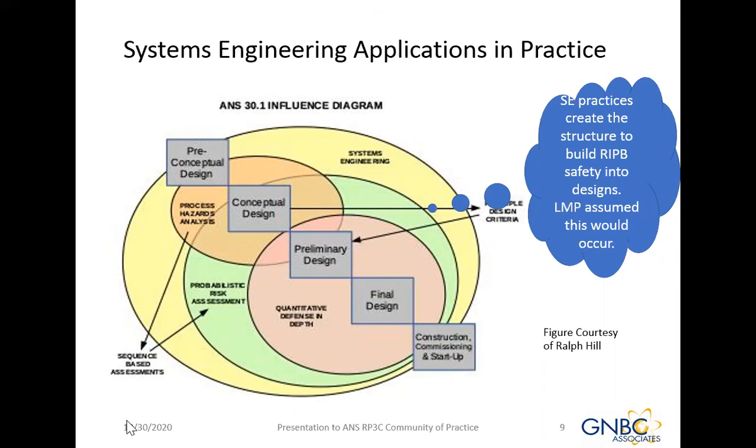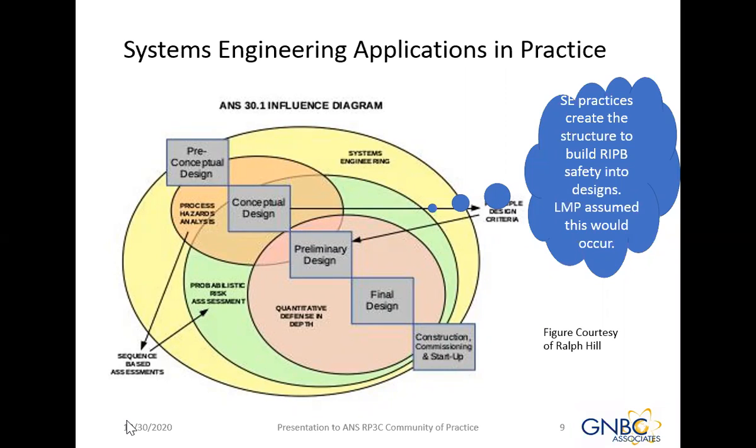This picture is a draft that's being considered by the ANS 30.1 working group. It was provided courtesy of Ralph Hill. It does a good job of recognizing the overlapping activities that contribute to any design and the stages of maturation that it goes through, in broad terms, that the information needs to complete.